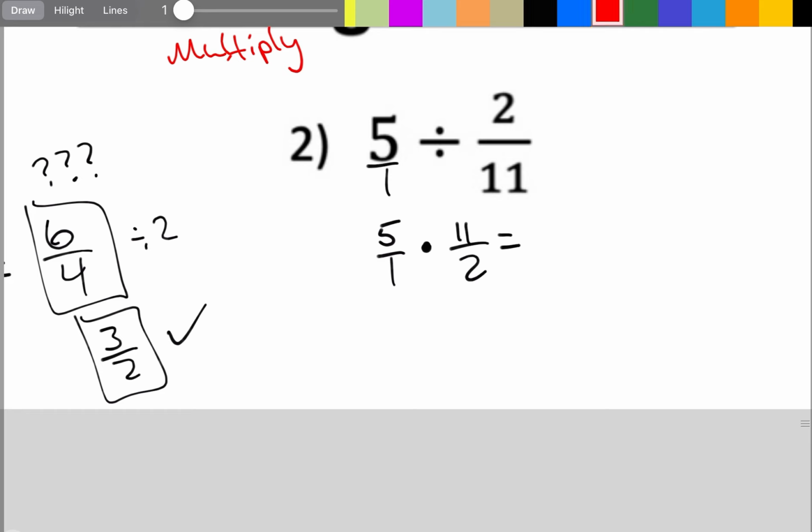Now when I multiply, I get 5 times 11, which is 55. 1 times 2, which is 2. And GCF, probably not. I can't divide both of these by 2, so this is my final answer.